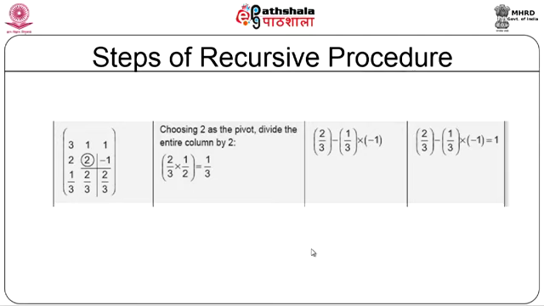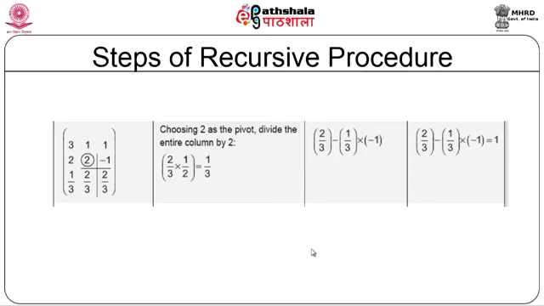Now, you can see very well that the recursive procedure is invoked again. Now 2 is taken as the pivot element. Recollect what we did in the previous step: divide the entire column by this pivotal element. We have only one element as part of that column, and that is divided by 2 to give 1 by 3. Now A22 is going to be only one element, that is 2 by 3.